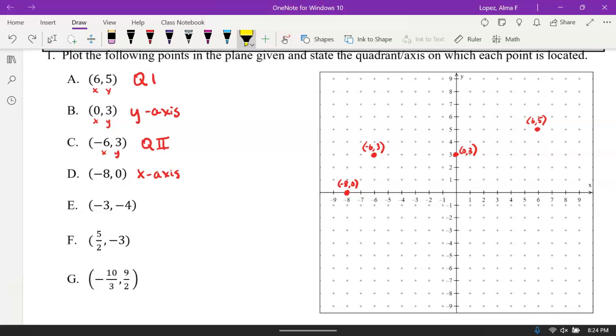Let's plot another point. Letter E, -3 on the x-axis and then down to -4. This is the point -3, -4. What quadrant is it in? 1, 2, 3. It's in the third.